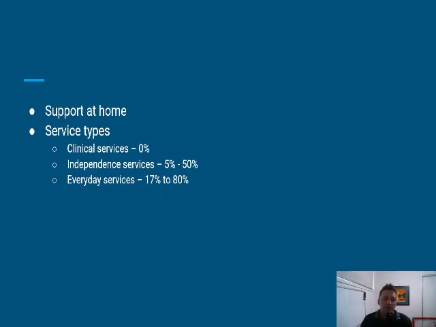And then everyday services such as cleaning and gardening will have a co-contribution ranging from 17% to 80% of the total cost. So there'll be a sliding scale, and when you do your income assessment, you will then be told the cost for, 0%, no charge for clinical services, but you'll be told your percentage for independence and everyday. So you might, for example, be told you have to pay 10% of the independent services and say 22% for the everyday services, and then hopefully your provider does it for you.